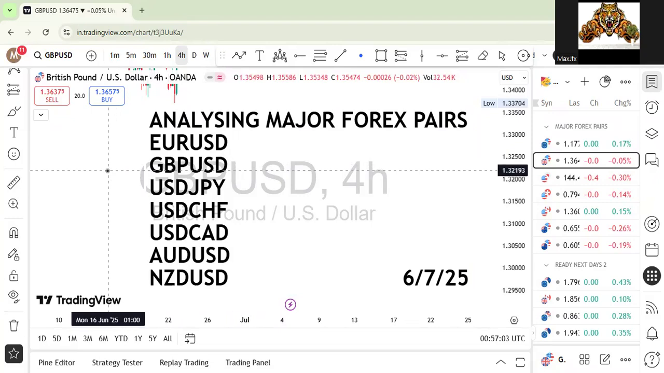So, if you are new here, what I'm going to do is analyze the Forex chart markets, the major Forex pairs. That's the Euro dollar, the GBP dollar, USD JPY, USD CHF, USD CAD, AUD USD, and NZD USD. If you are new here, we do analysis each week, so before the market opens, you have already done the analysis for the week.